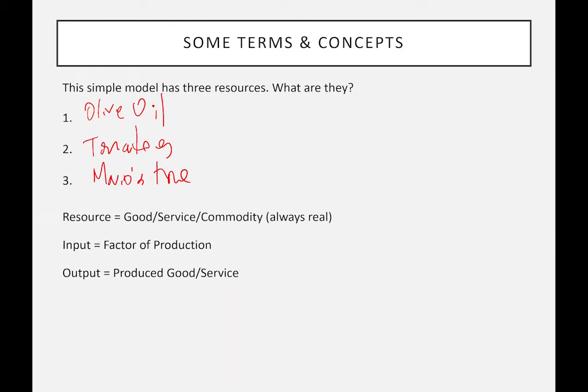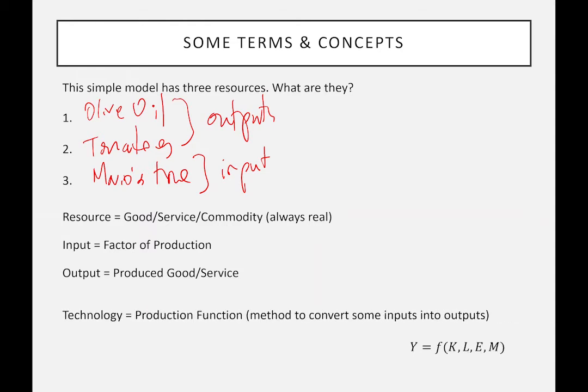One amongst the various ways to divide resources is to divide them into inputs and outputs. So Mario's time would be an input, and these two here are outputs. But it's a classification that can change. For example, olives in one circumstance might be an output, and then they become an input when you're making olive oil. So just a method of classification. I'll come back to this terminology and how we can refer to different goods or resources later in the course.